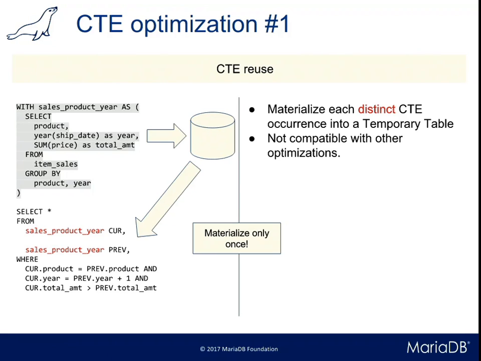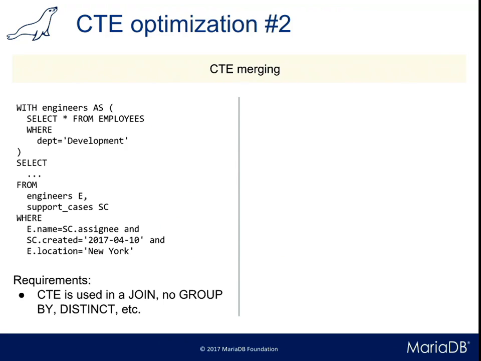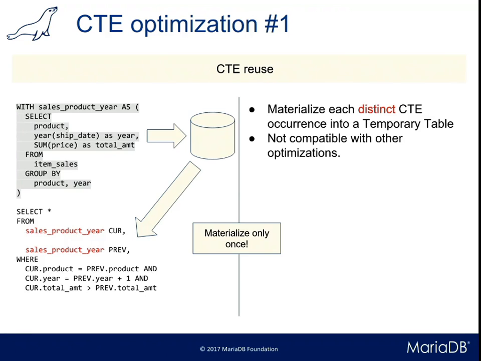On the other hand, when you try to reuse CTEs, you cannot perform other optimizations on them. So there is a trade-off. Either you choose to reuse CTEs or you choose to do other optimizations. Another one, which is very common when you use views, go ahead. This is local to this query only. So it's a temporary table for that query. It disappears once it's done.